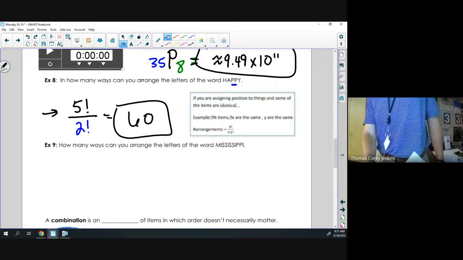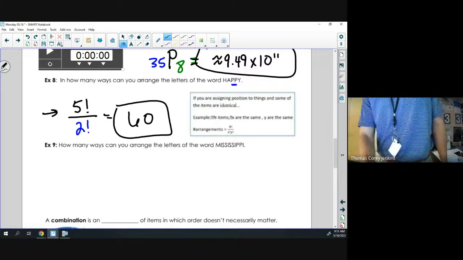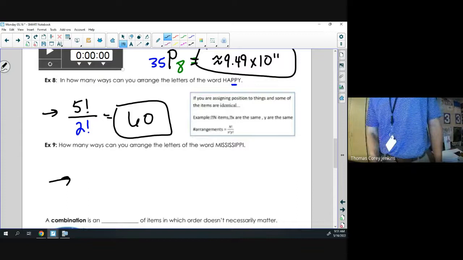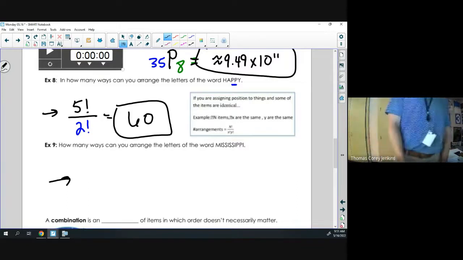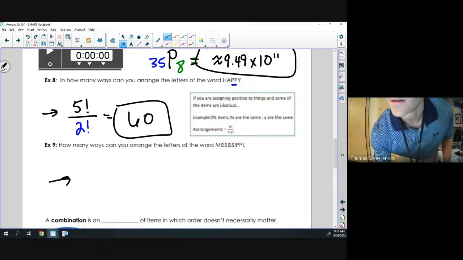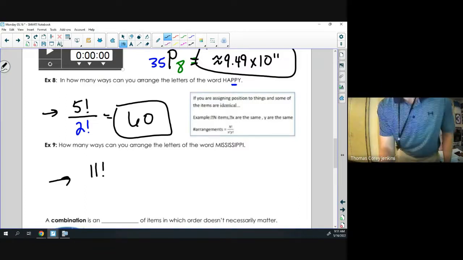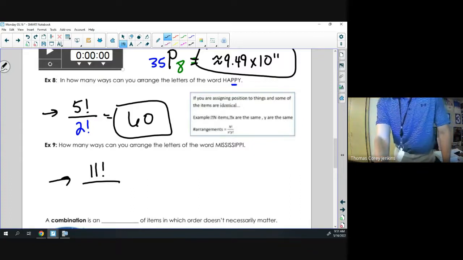Okay, so then what if we look at Mississippi? Let's think through that one together real quick. First of all, if there were no repeats, how many letters am I working with? 11, good. So if there were no repeats, it would just be that. So then we'll try to divide that by any repeats, right?